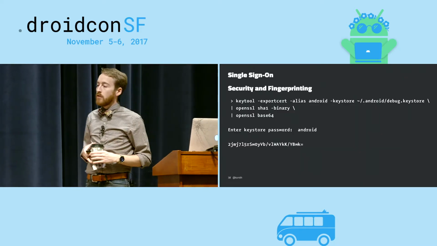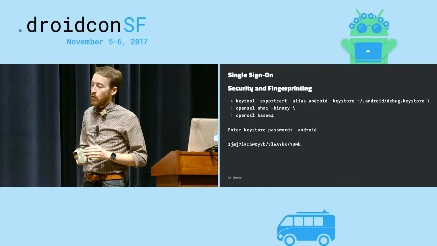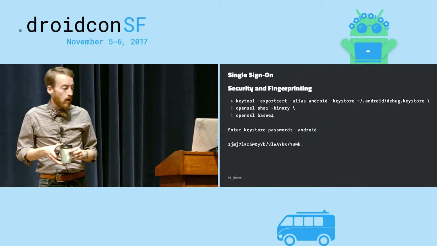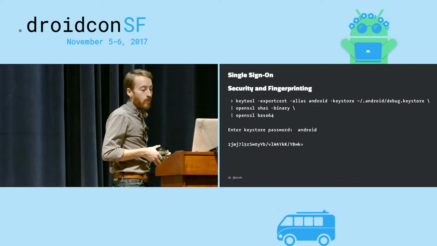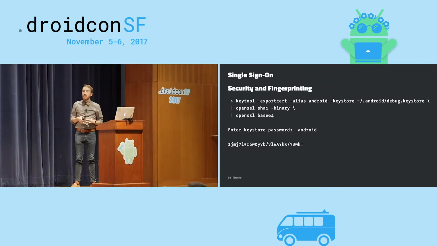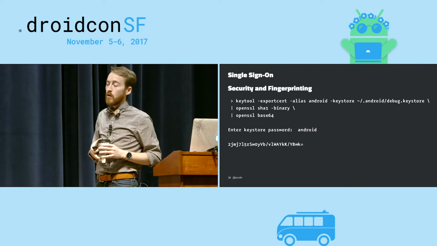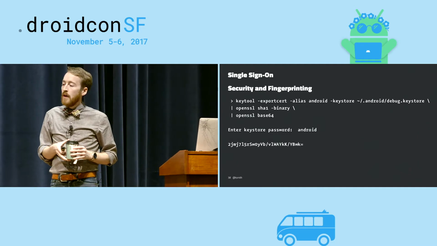The fingerprint is pretty easy to retrieve. You can use KeyTool on your key store. You can also use KeyTool to get it off of your APK. Oftentimes you want to do it off of the APK because you might not have access to your key store if it lives on a CI machine doing releases.